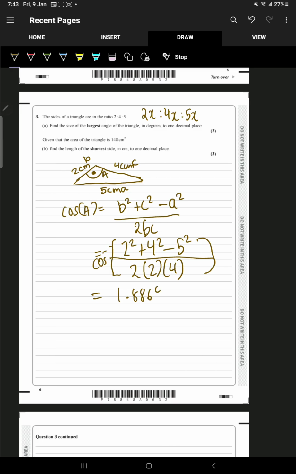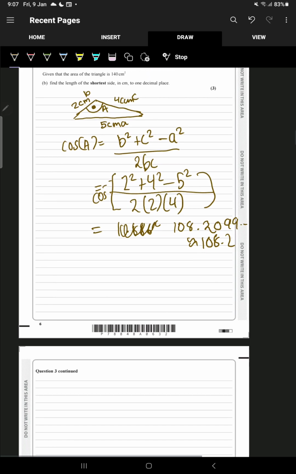1.86, that's in radians. I must convert into degrees. Wait, let me convert this into degree mode. So this is going to give us 108.292099, which is roughly equal to 108.2.